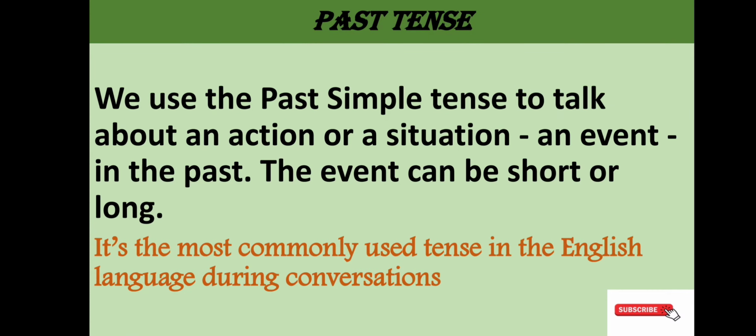Let's move now to the past tense. We use the past simple tense to talk about an action or a situation, an event in the past. The event can be short or long. This is a relatively easy tense to use in the English language, and in conversations it is the most commonly used tense. So please familiarize yourself with it and use it a lot when you're telling a story, which is basically most of the time when we are having a discussion, we are telling someone about something that happened during the day or yesterday or during the week.